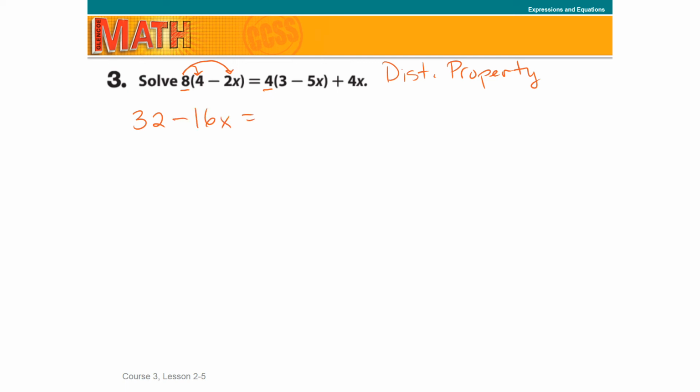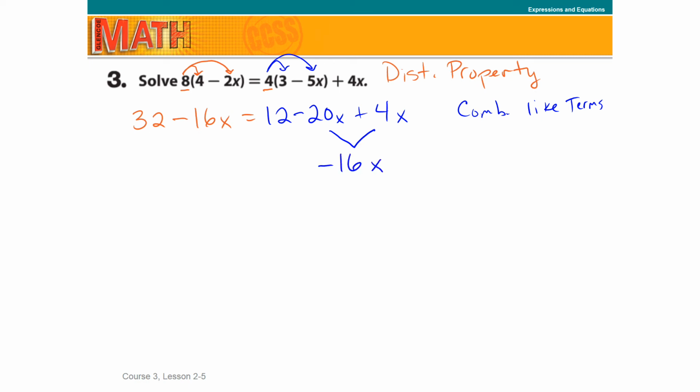That's going to equal, now let's do the same on the right hand side, 4 times 3, which is 12. 4 times negative 5x, negative 20x. And let's bring down that plus 4x. Okay. Before we start moving anything around, let's combine like terms that are on the same side. In this case, I see the negative 20x and the plus 4x, so I'm going to combine those two together. They both have an x, and they're on the right-hand side. So negative 20 plus 4 is going to give us negative 16x. Bring down my 12, and a 32 minus 16x.